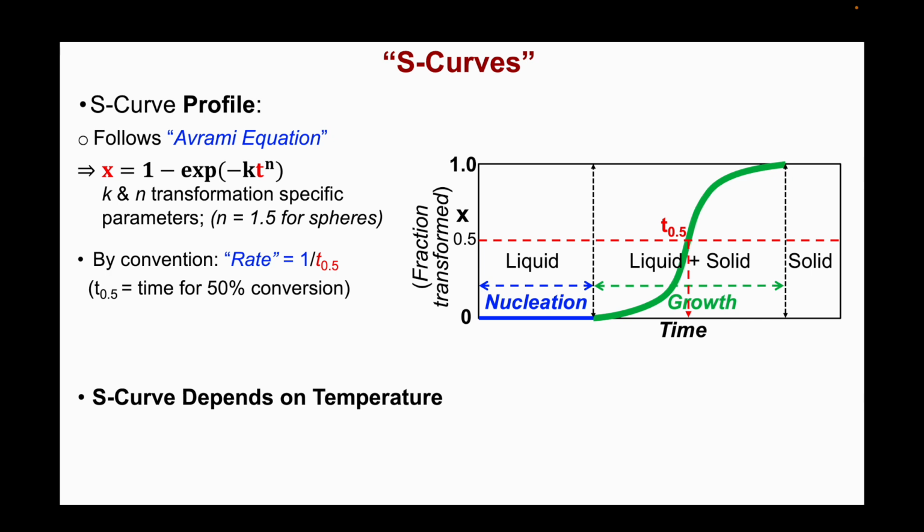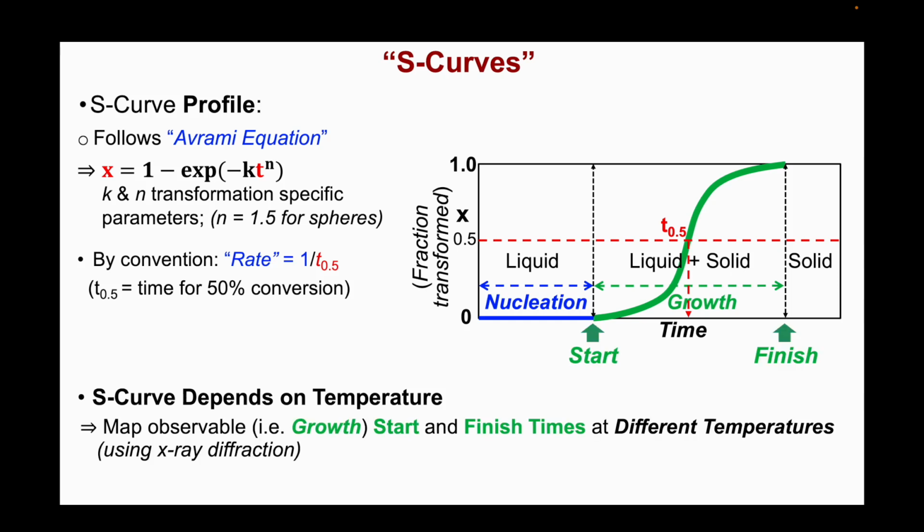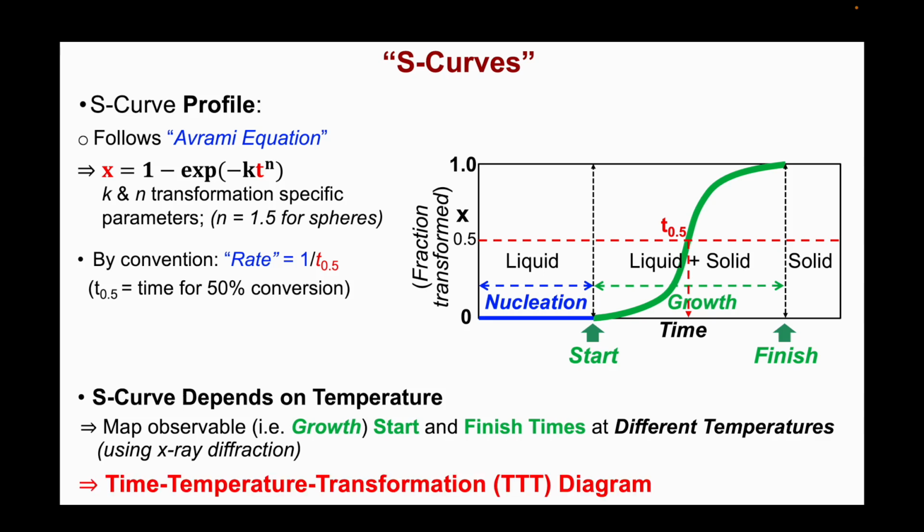The S-curve we plotted to represent the overall dependence of the transformation was for a particular temperature. We actually chose the temperature where the total transformation time was the fastest. By looking at the conversion rates at all possible undercoolings, it's possible to map the observable, i.e. the start and finish times of the growth at all temperatures. That enables the generation of a time-temperature transformation, or so-called TTT diagram.